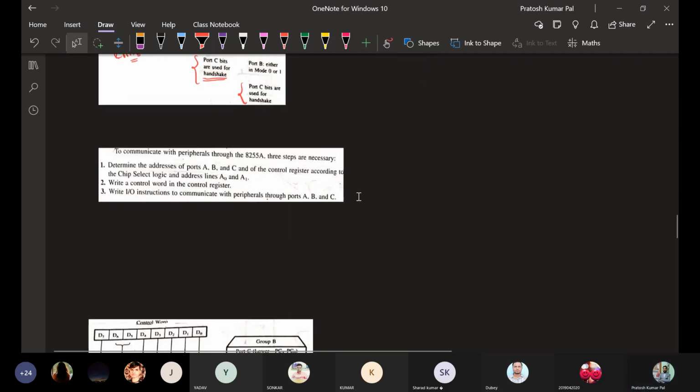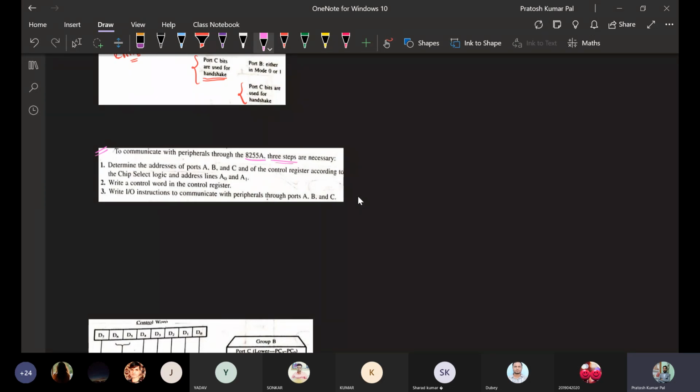Okay, so there are some steps that need to be followed while working with the 8255. To communicate with a peripheral through the 8255, which we are studying, and this 8255A is the advanced version of the 8255.